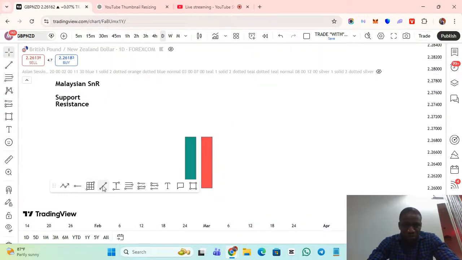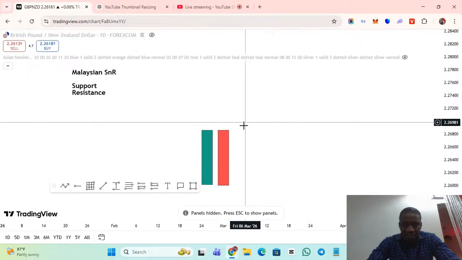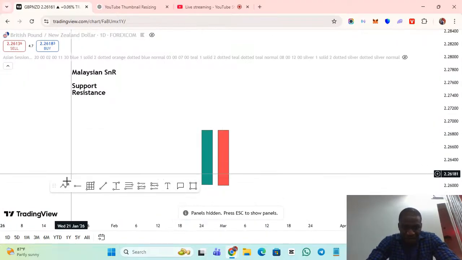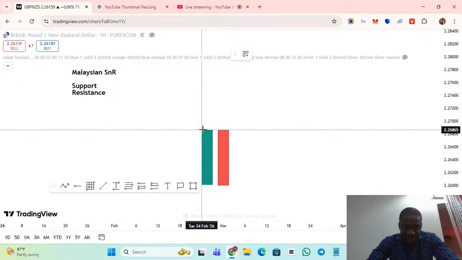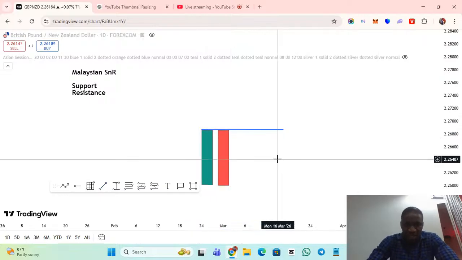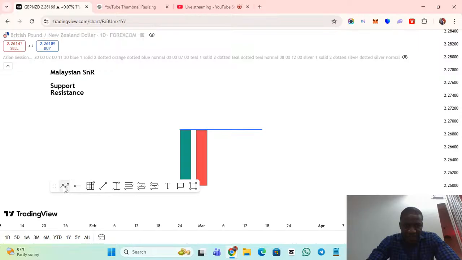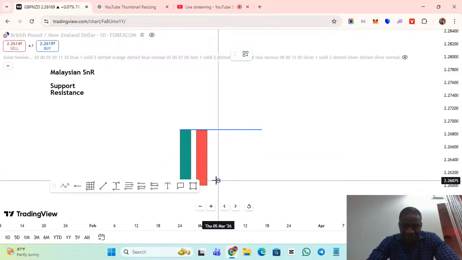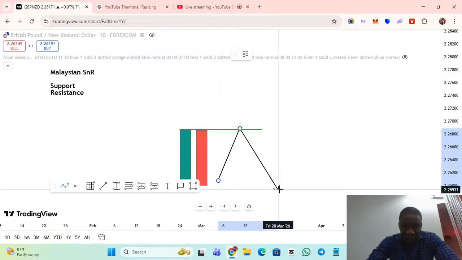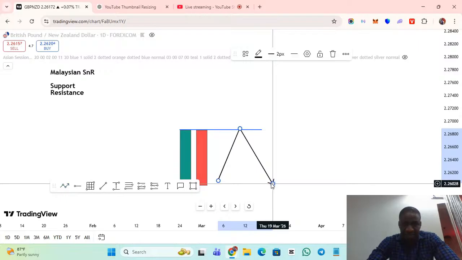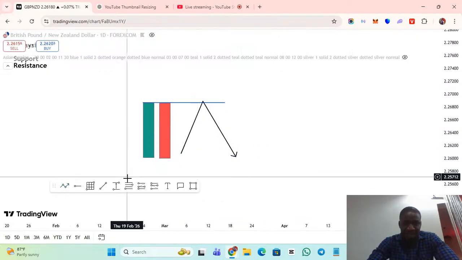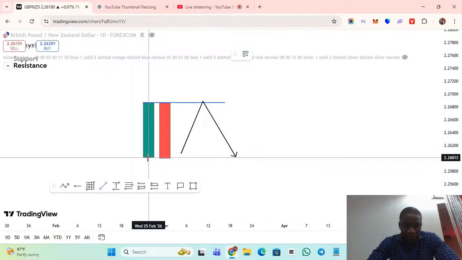So these two candle highs, this high here, the top of these two candles, is called the support. And if you look at the line chart, you would find something like this. It looks like a V. Sorry, not a V, an A, right? Like an A. And then this bottom here.